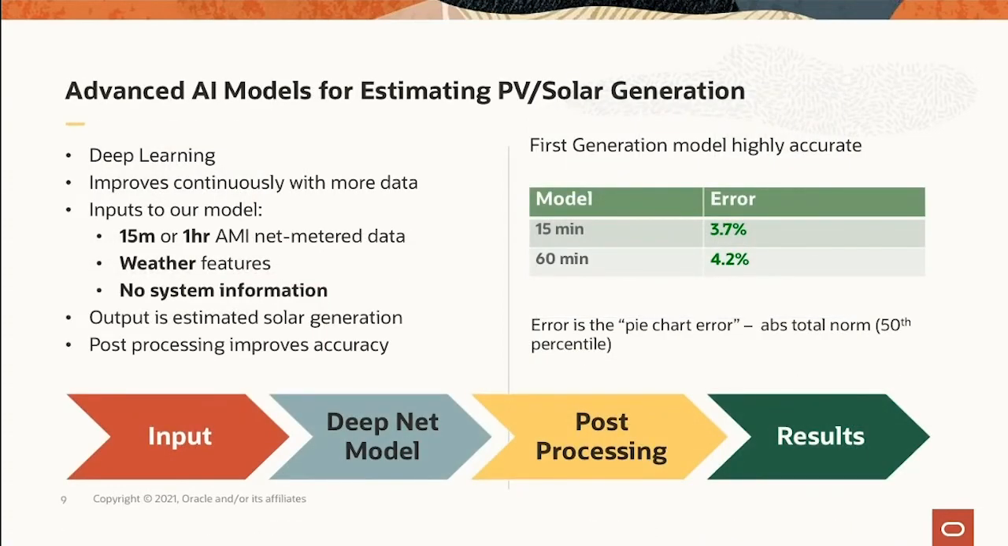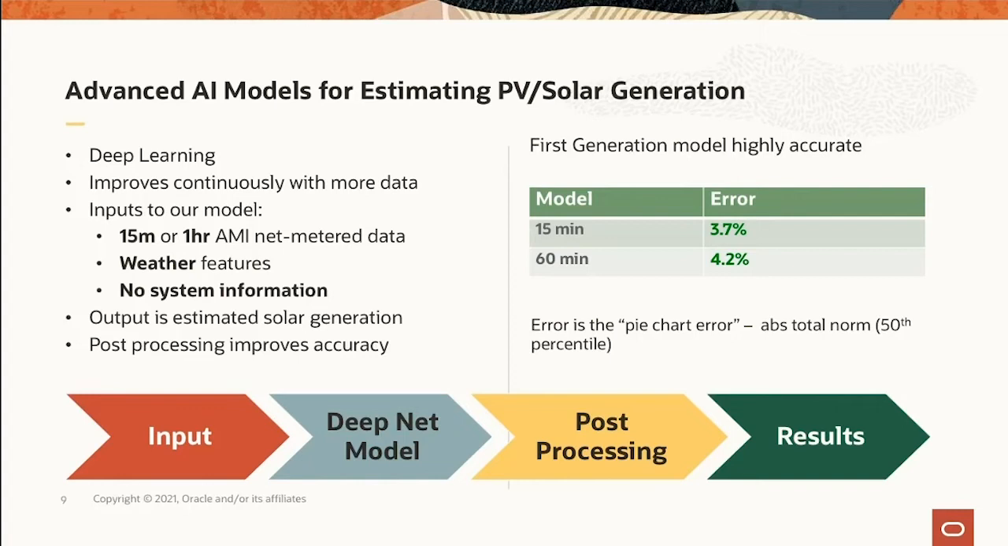Let's switch gears to talk about our modeling approach, which is based on deep learning. Our very low errors improve continuously with more data. Inputs to our model are 15-minute or 1-hour AMI data and weather features. Note that we don't need or use any system information, which is required by all the physical models and is hard to obtain and maintain.